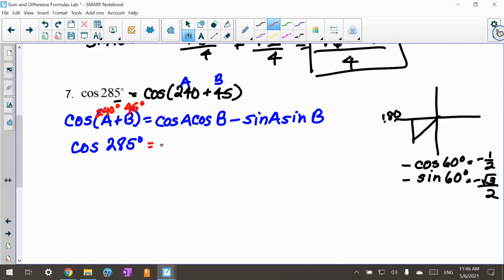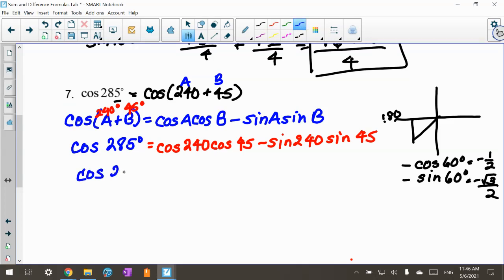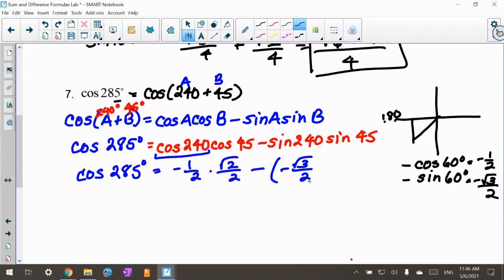So it's going to equal the cosine of 240, cosine of 45, minus the sine of 240, sine of 45. All right, so ready? Cosine of 285 degrees, the exact value. Well, the cosine of 240, I'm going to go down here and use this reference angle here. So it's going to be negative a half times cosine 45, radical 2 over 2, minus the sine of 240. So that's going to be a minus radical 3 over 2 times radical 2 over 2.